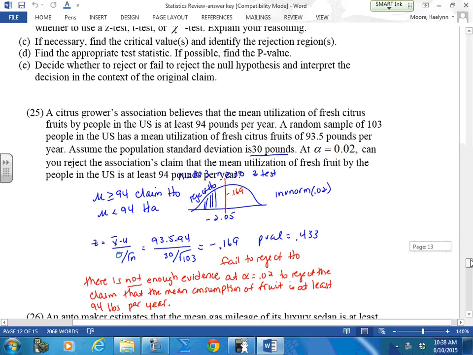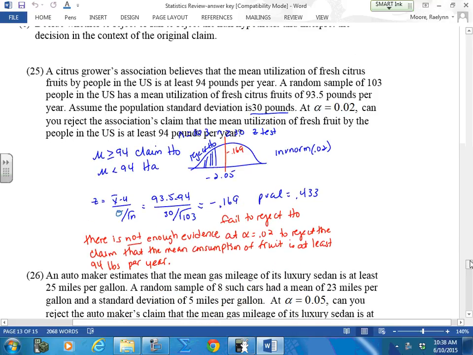Okay. So this one, you had a claim of at least 94 pounds per year of this fruit used by people in the United States. So at least, greater than or equal to. That's your claim. Make sure you label who's H0, who's HA. Shaded, reject H0. Not shaded, fail to reject H0.